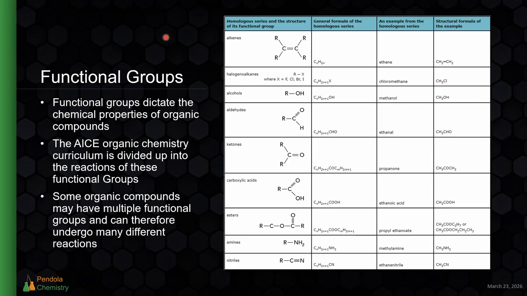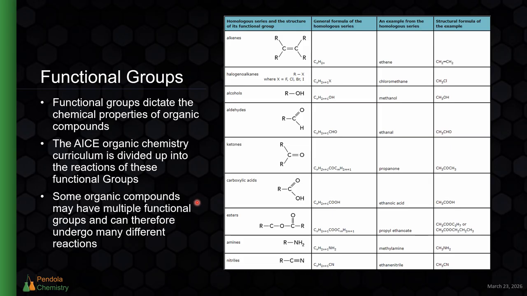So what are the different functional groups we can see? Now, functional groups, like we said earlier, dictate the type of chemical reaction in an organic compound we'll have. That's why they're important, because the type of functional group dictates everything about an organic compound. In the AICE Organic Chemistry curriculum, we divide up the reactions of the functional groups into different chapters, and that's what we're going to go by.